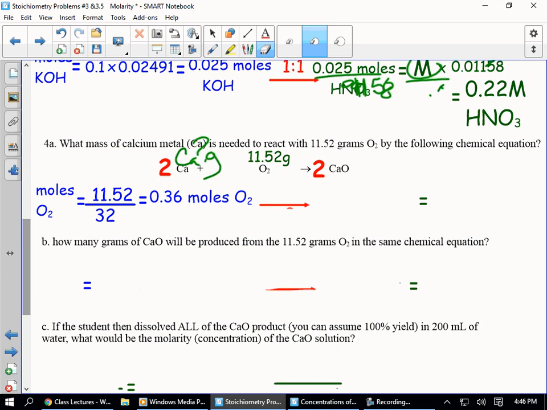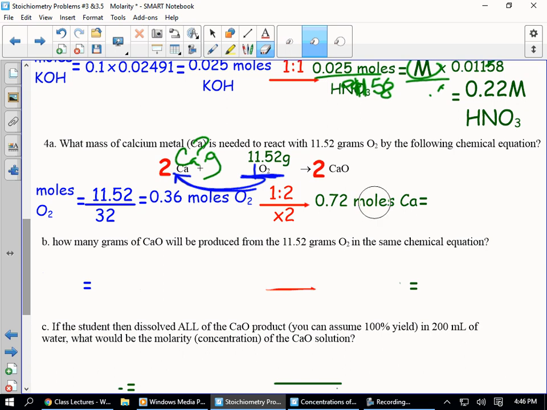And then we have to follow our coefficient ratio. I'm going to be very careful. This one's a little tricky. We're going from here to here. We're going from a 1 to 2 ratio. So I'm getting bigger, so I'm going to double my moles. When I look at that, I get 0.72 moles of calcium.